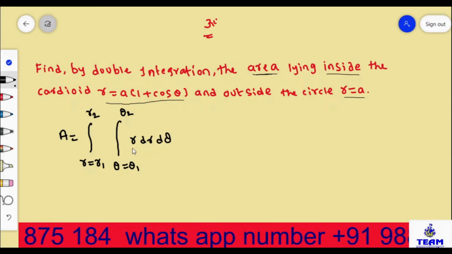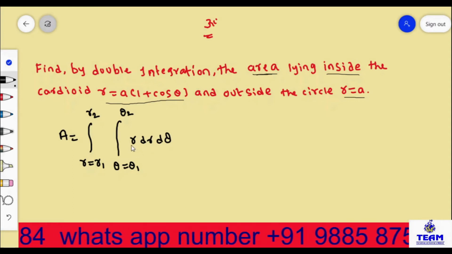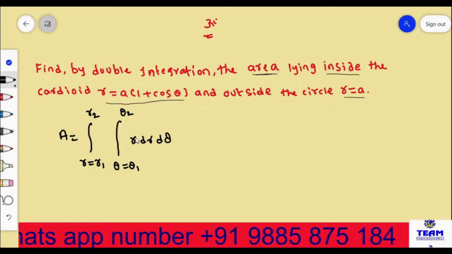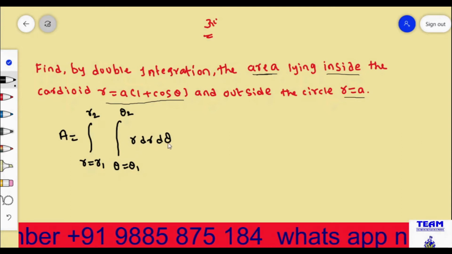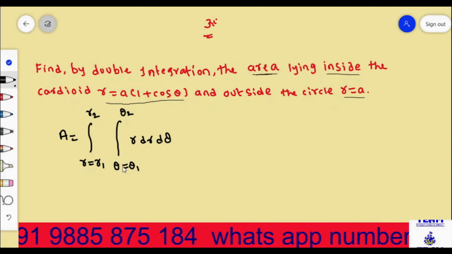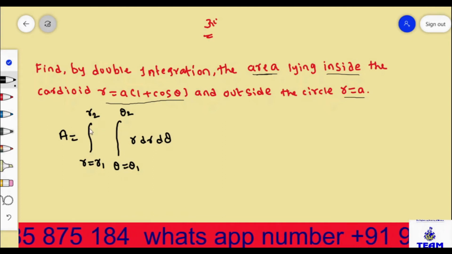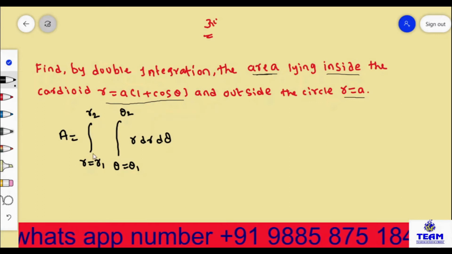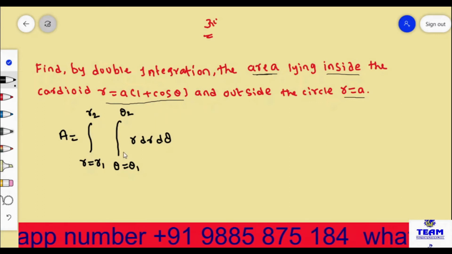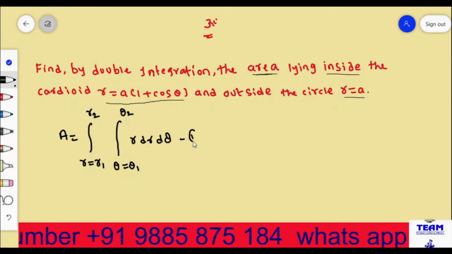Friends, we are integrating the function r, so the integrand is as it is. We will change the limits only. To find the area in polar coordinates, we use this formula only. Remember this formula. Consider this as equation number 1, friends.